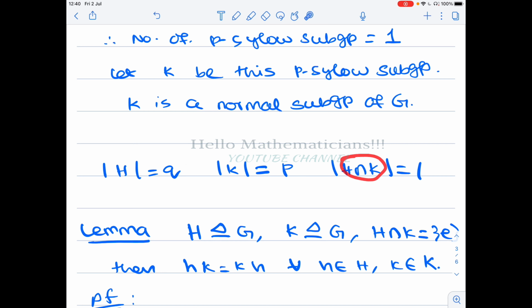Since H intersection K is a subgroup of K, its order should divide p. Therefore, the order of H intersection K is a common divisor of p and q. But p and q are distinct primes, therefore they are relatively prime. So the only possible common divisor is 1. So we conclude that the order of H intersection K is 1.